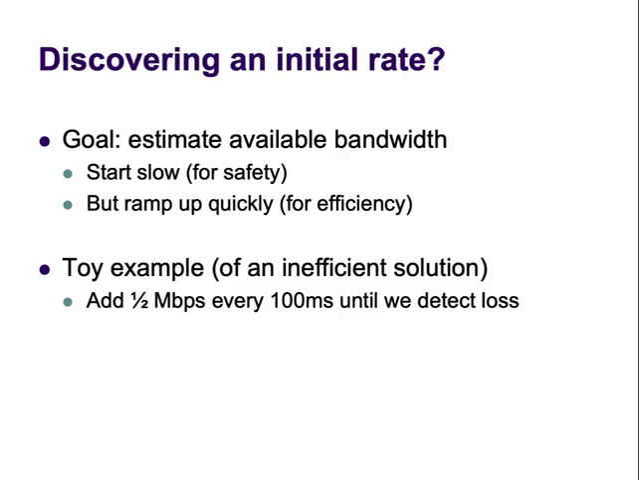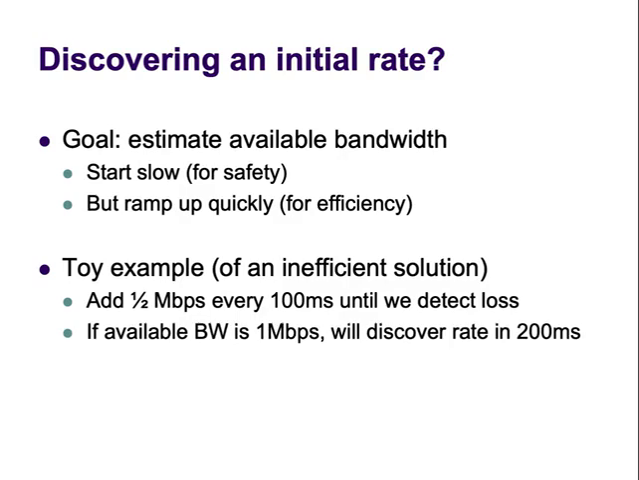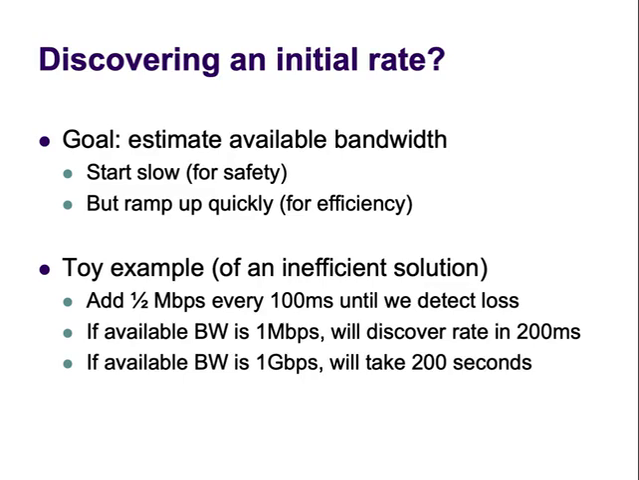Ramping up quickly: here's an example of what if we did a linear increase, where we said I'm going to add half a megabit per second every 100 milliseconds until we detect loss. The problem is that if your available bandwidth is, say, 1 megabit per second, you'll discover your rate in 200 milliseconds, 2 rounds. That's fine. But if your available bandwidth was 1 gigabit per second, it would have taken you 200 seconds to discover that you could be sending at a gigabit per second. And on the internet, any of these could be equally possible. So this example shows that linear increase would be way too slow, because the range of possible available bandwidths is too large.